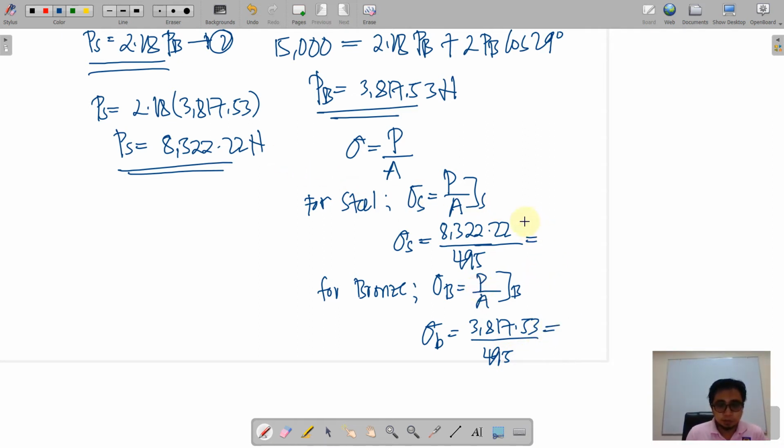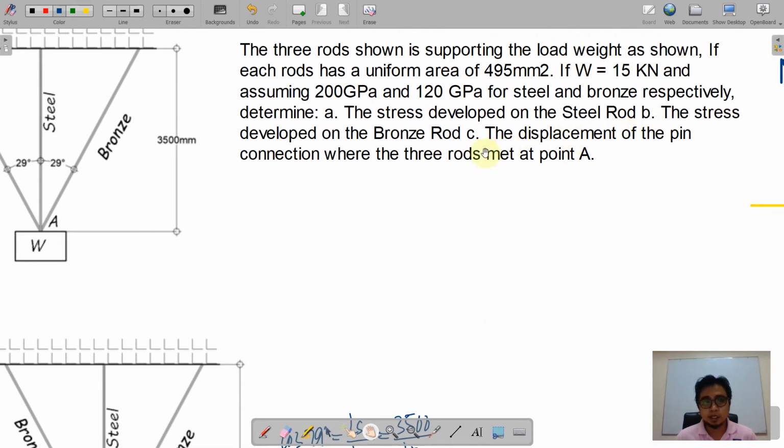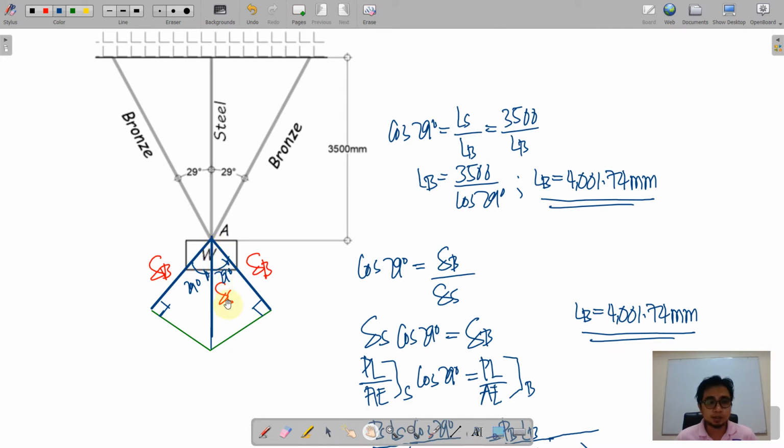So we have 16.81 megapascals, and for the bronze we have 7.71 megapascals. Okay. So that's it for this problem. And then with regards to the stresses, we have already solved that one. And then for the displacement of the pin at connection with the three rods met at point A, simply refers to the delta S. Okay, it simply refers to the delta S because A will just switch to certain position here, okay, and that is equivalent to delta S.